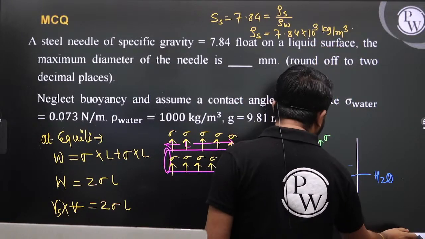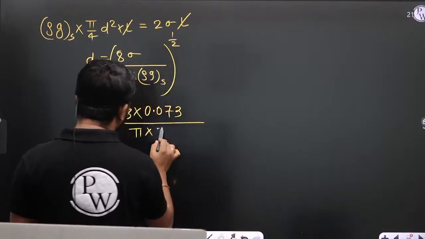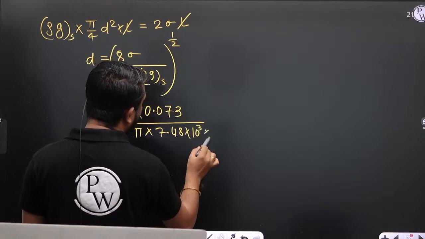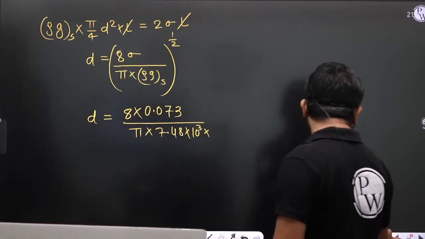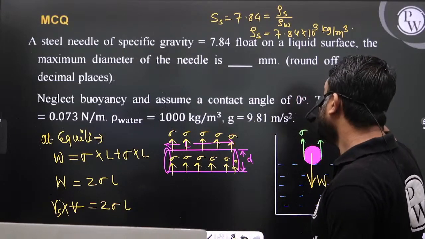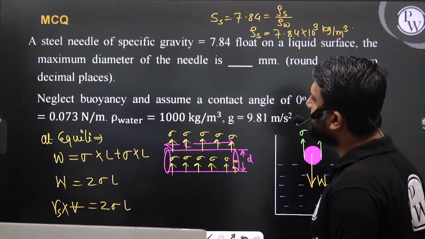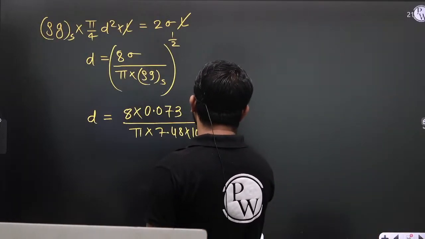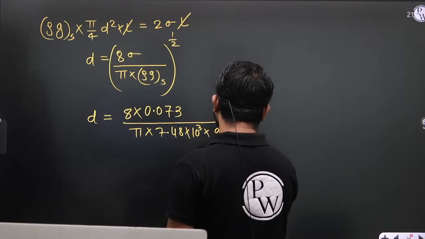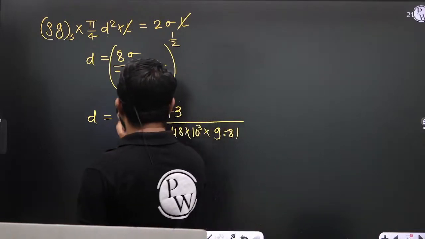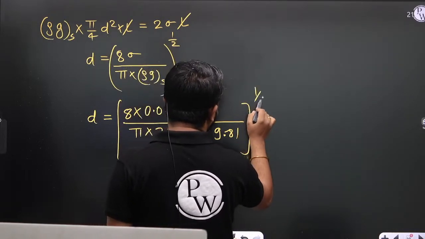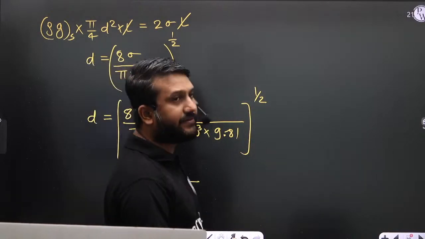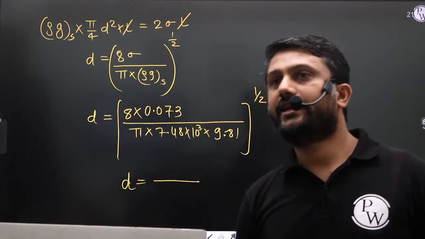This is the density of steel, 7.84 into 10 to the power 3, into 9.81, all to the power 1 by 2. Now you can calculate D from here. So what is the value of D that you are getting?